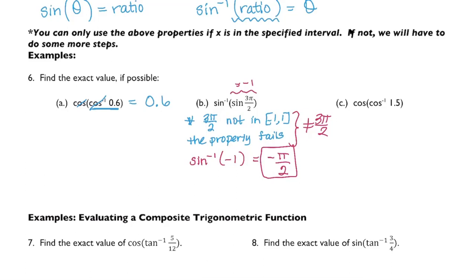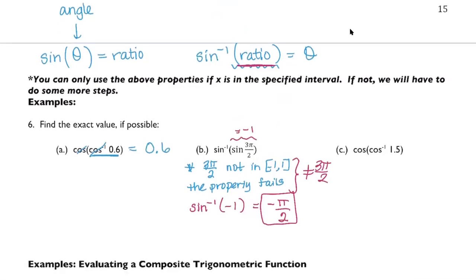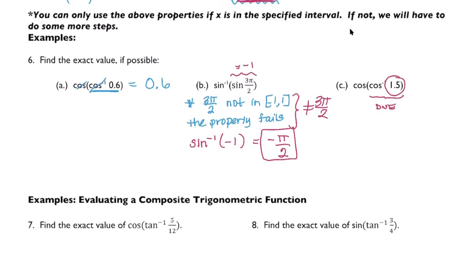domain restrictions. And if we look at C, again, the question is, do these undo each other? Can the answer just be 1.5? And in this case, the answer is no, because the cosine inverse is plugging in a ratio. Once again, the ratio must be between -1 and 1. This is too big. So the cosine inverse of 1.5, this value does not exist. So the answer to this one is that we cannot do it at all.